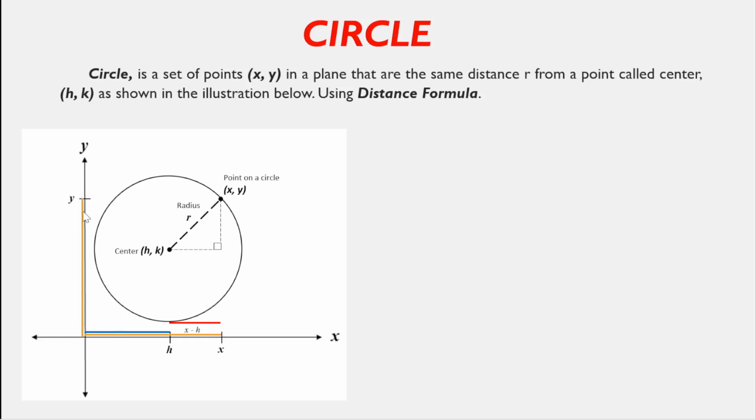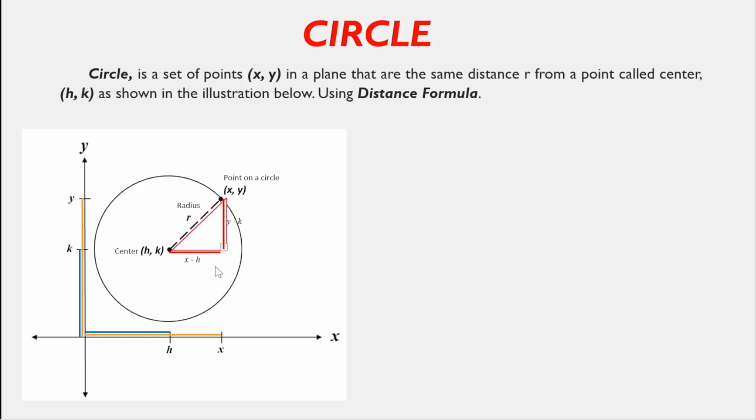And this is now our y, the distance from the point of origin going to the y, and this is now our point k, the distance from the point of origin going to the k. When we subtract the distance of the k from the distance of the y, we get y minus k. As we relate it to the right triangle that we drew from the circle, this side will be our y minus k and this side will be our x minus h.